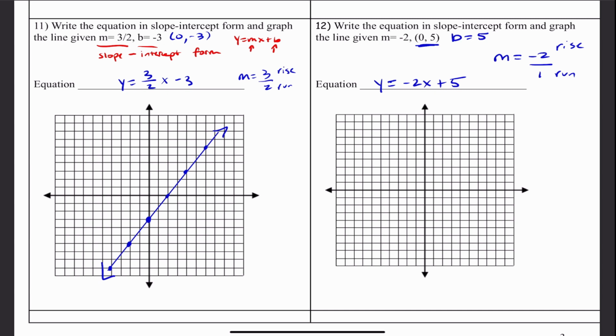So where the heck is 0, 5? Right here. And go down 2, right 1, down 2, right 1, down 2, right 1, down 2, right 1, down 2, right 1. Do the opposite. Up 2, left 1, up 2, left 1. Just like that.